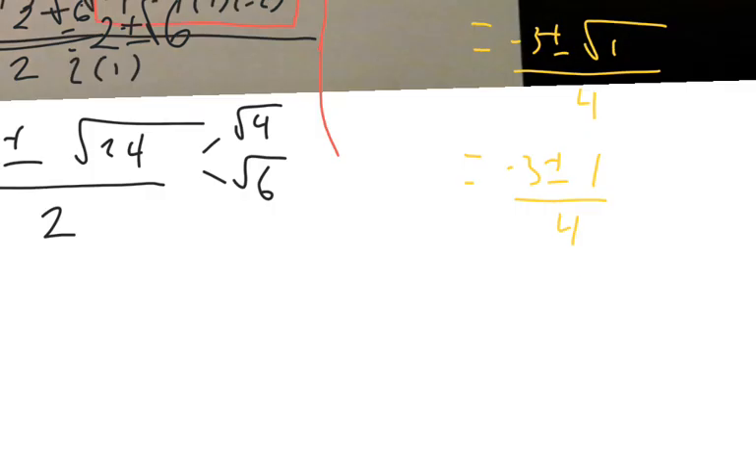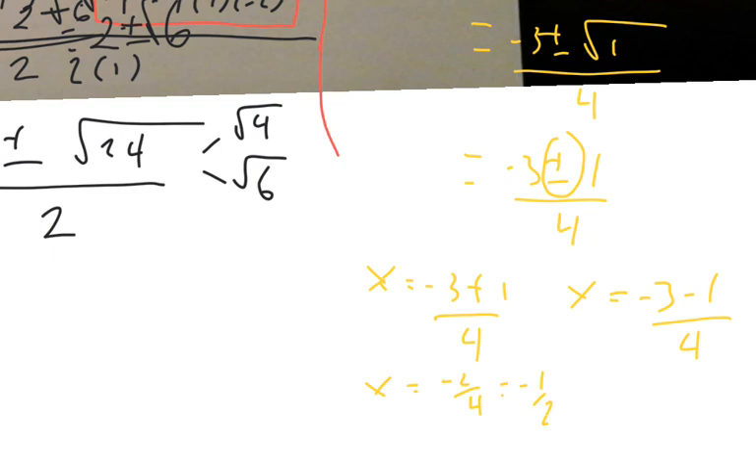So now we have to set up two problems. We have to set up x equals negative 3 plus 1 over 4 and x equals negative 3 minus 1 over 4, because there's plus or minus here, so we need to solve for both. So x equals negative 3 plus 1 makes it negative 2 over 4, which is just negative 1/2. And this one, x equals negative 3 minus 1 over 4, so that's negative 4 over 4, which just equals negative 1.